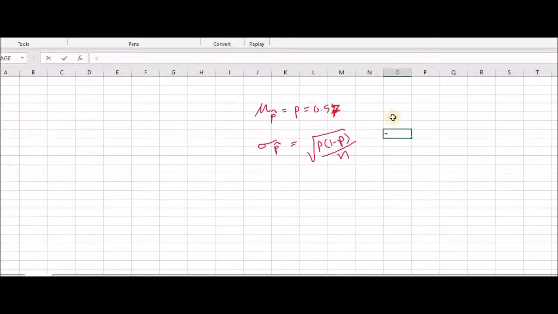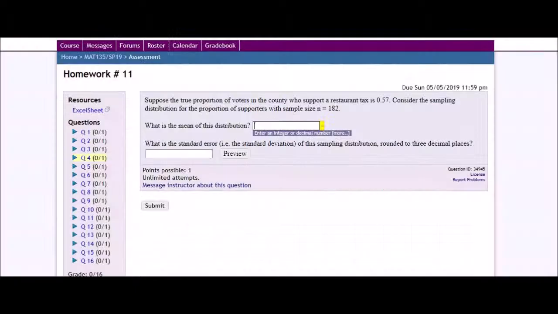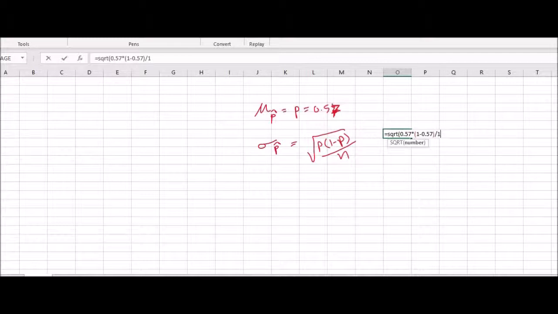So this is equal to the square root of the proportion, which is 0.57, times 1 minus 0.57, divided by the sample size, which in our case is 182. This is going to be the standard deviation of the distribution of sample proportion, and the mean of the distribution of sample proportion is equal to 0.57.